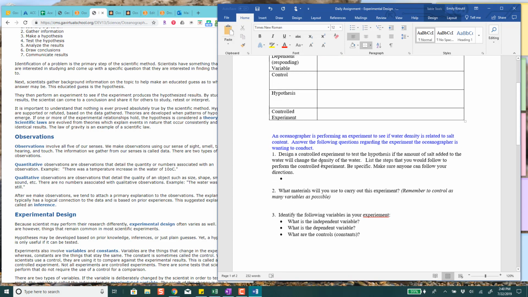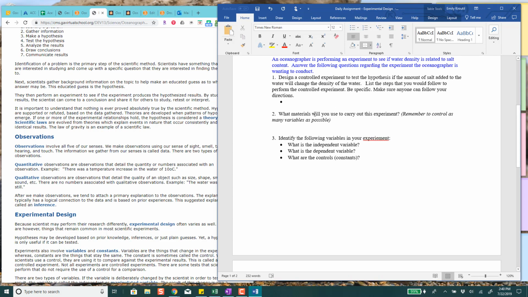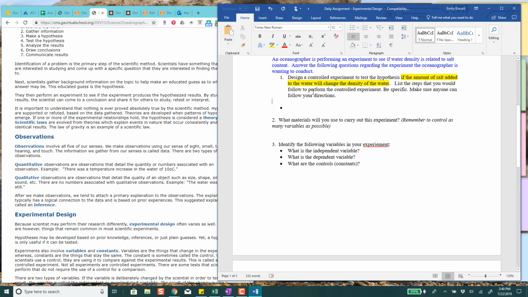Okay. So now it wants you to design a controlled experiment to test the hypothesis: if the amount of salt added to the water will change the density of the water. Okay, so the way you would write your hypothesis is: if the amount of salt changes the density of the water, then the density of the water will change. Okay, so you can write it like this.